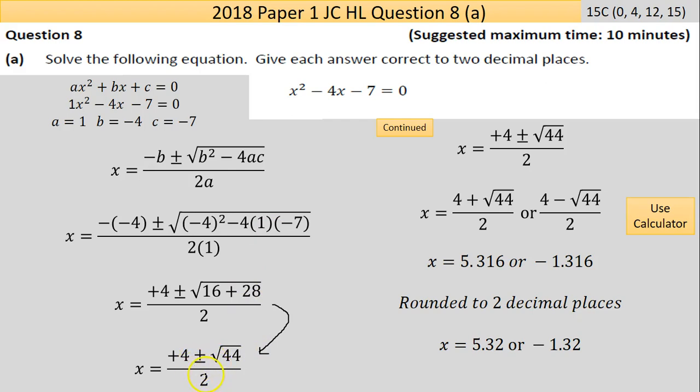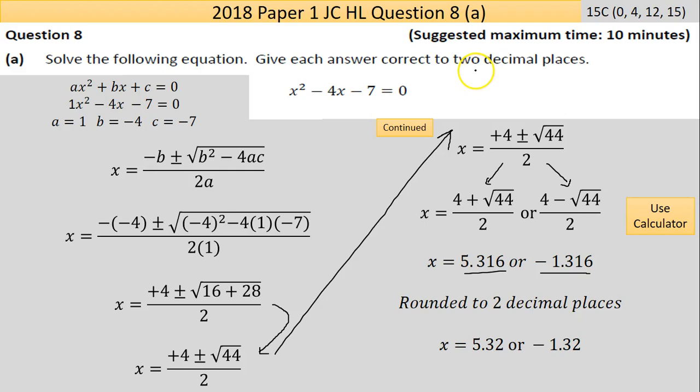Almost there. Now we want a decimal answer, so I copied this here so it's all in one line. Now I can put the whole thing through the calculator, but one answer is going to go with the plus, and the other answer is going to go with the negative. That's why that plus and minus sign are there. If I put that through the calculator, I end up with 5.316, or my answer could be negative 1.316.